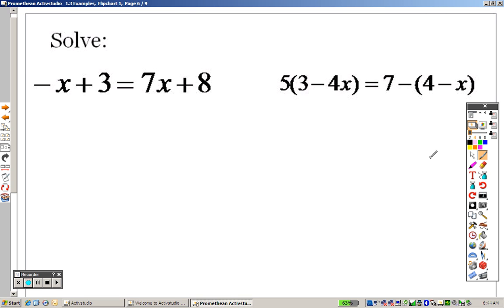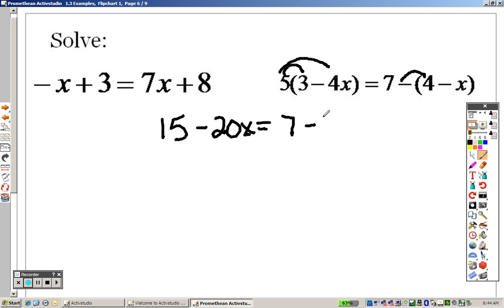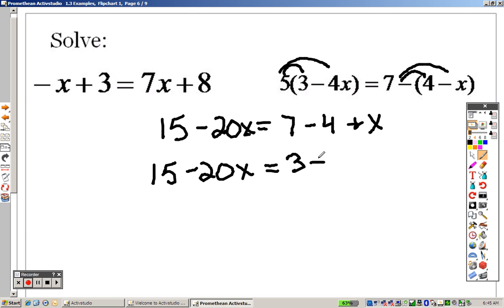Alright, with this one, it's a little more intense. Before we can solve this, we need to do the distributive property. 5 times 3 is 15. 5 times negative 4 is negative 20x. Still, that's 7. Negative times 4 is negative 4. Negative times a negative is a positive x. So I have 15 minus 20x. I need to combine those. 7 minus 4 is 3x.